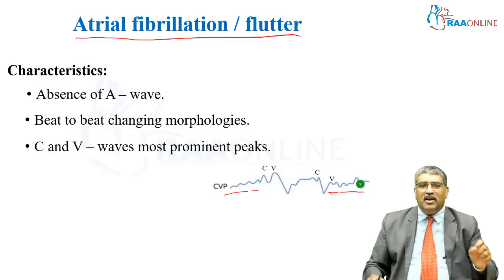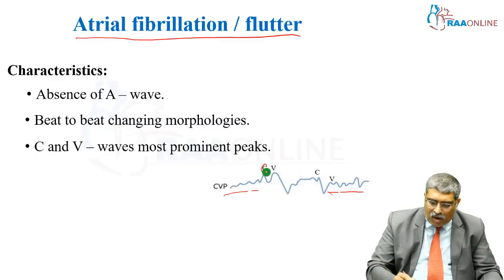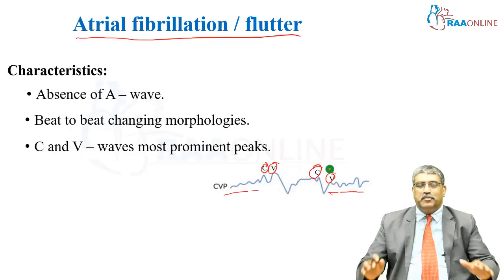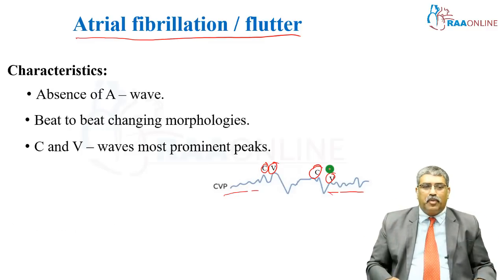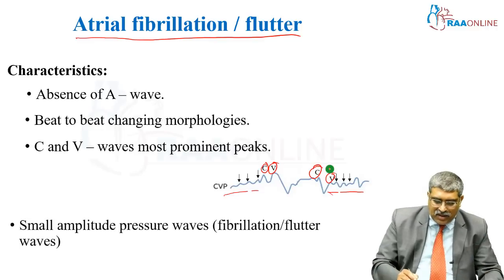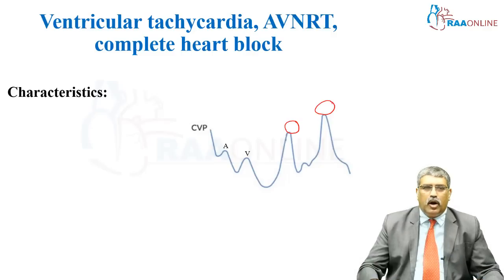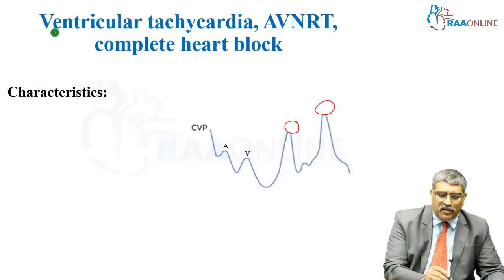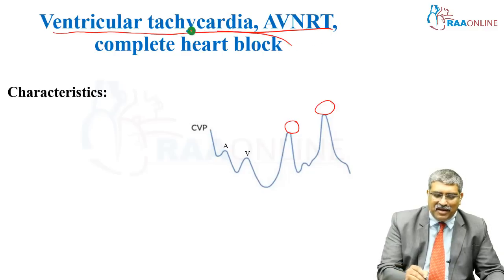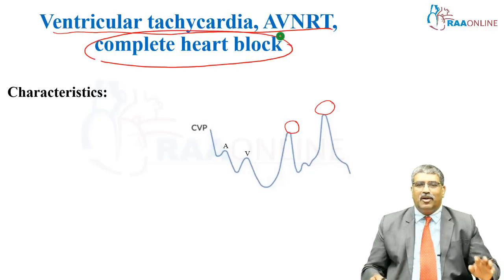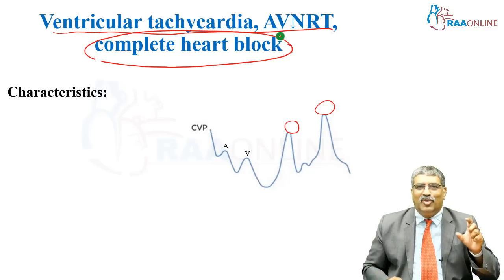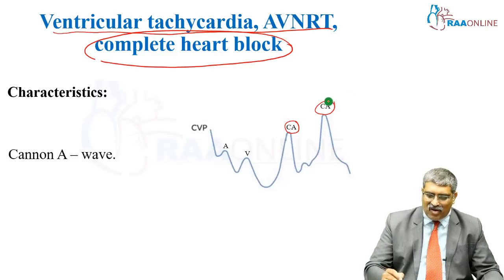and you can see the prominent C and V wave. A wave will be absent, but C and V can be prominent, and you can see small amplitude pressure waves due to fibrillation or flutter. Now coming to the waveform in ventricular tachycardia, junctional rhythm, or a complete heart block. Here the most characteristic is the cannon A wave.